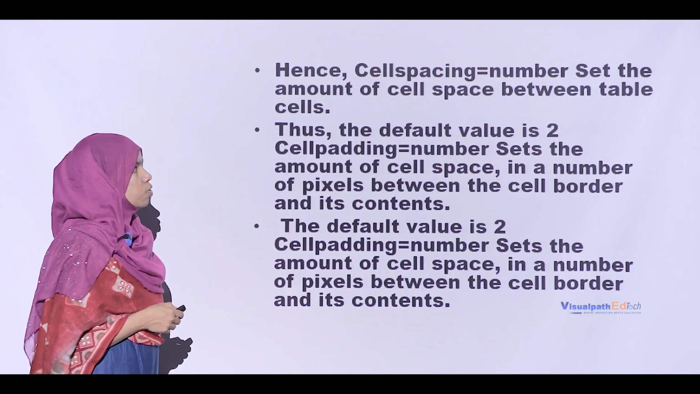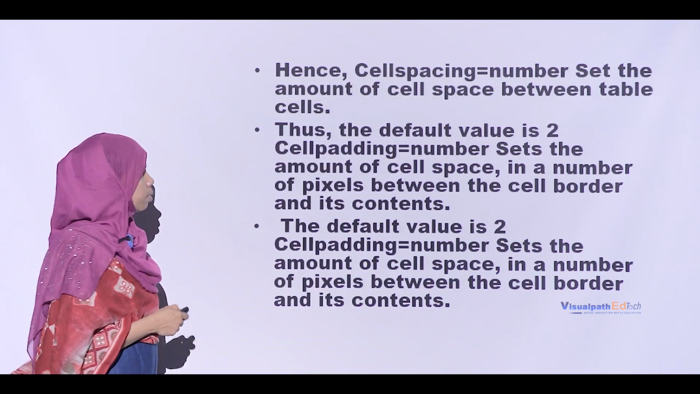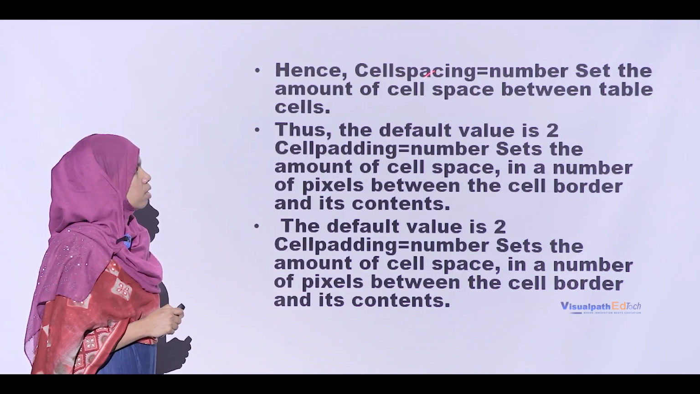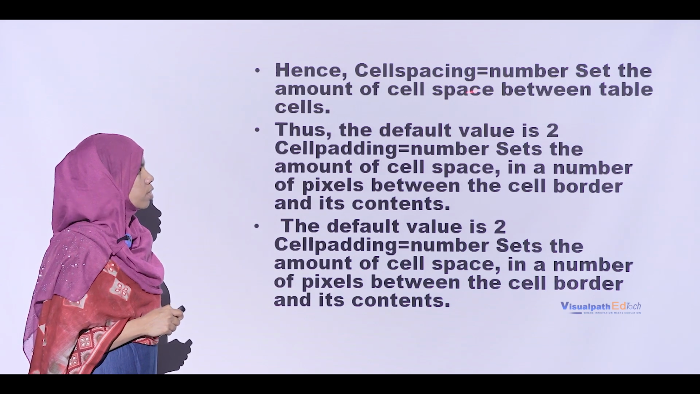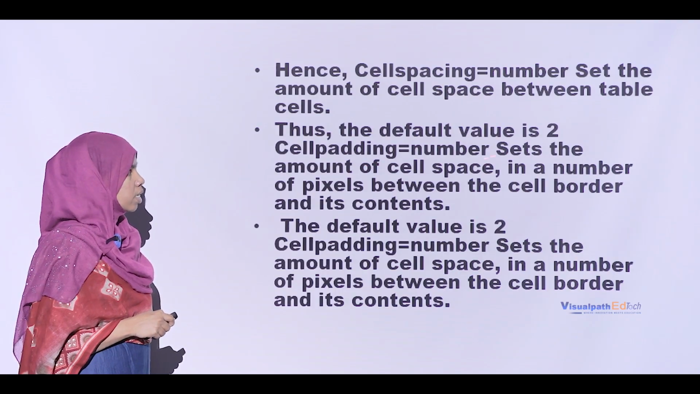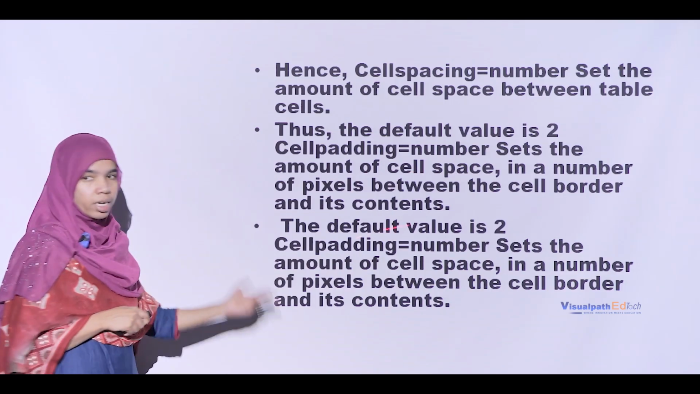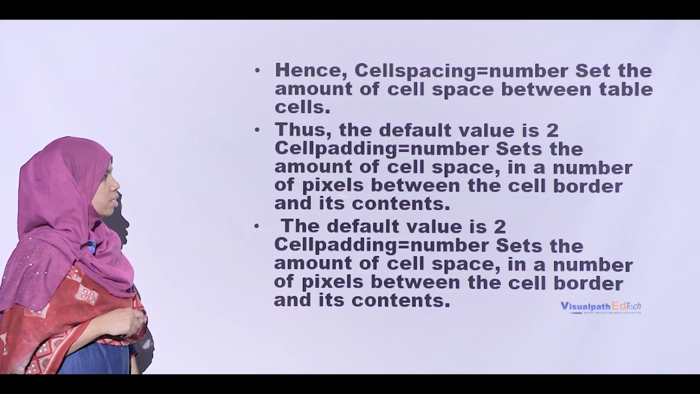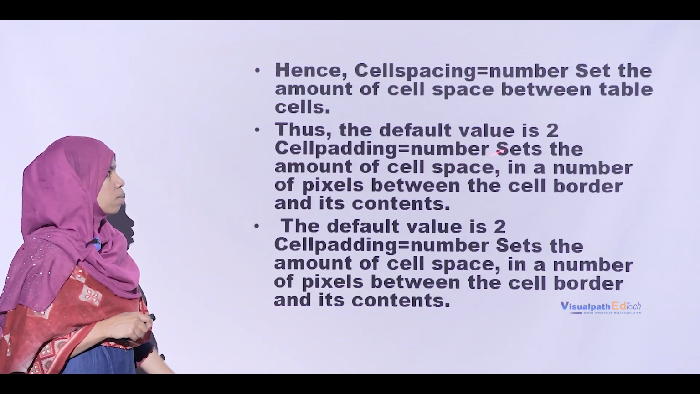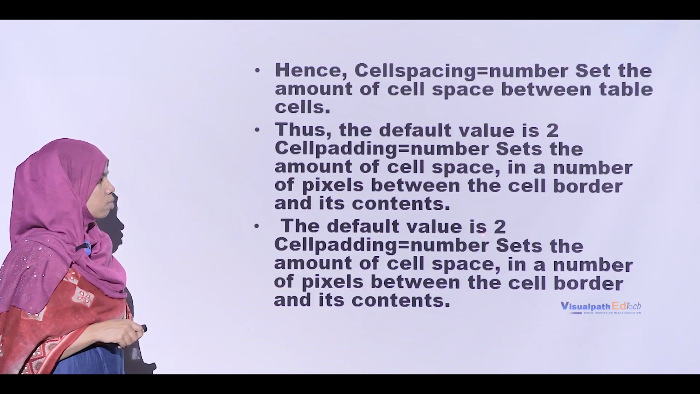Cell spacing. If you want to set the spaces between each and every cell, you can give that in the cell spacing attribute. This will help you maintain the spacing between two different cells. The default value is 2 here. And what is the cell padding? It helps us define the spacing between the cell and the content of it. Cell border and its content, whatever spacing you want to maintain, you maintain with the cell padding. The number of pixels you want to set, you set in the cell padding. By default it is 2.